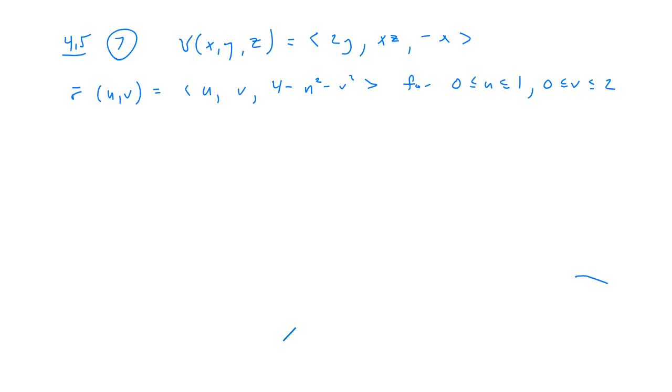So we have a vector field. This is just the problem from the text. We have r, which is a parameterization of a surface. This one, unlike the ones I made up, actually represents something. You can see this is z equal to 4 minus x squared minus y squared.